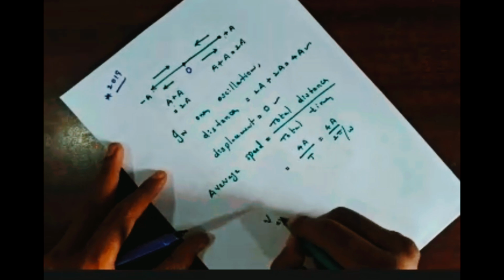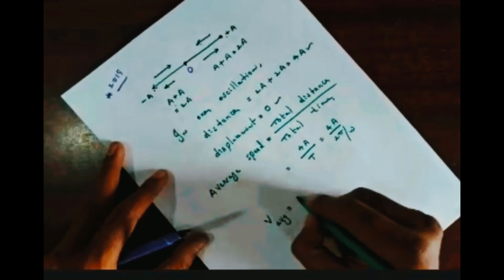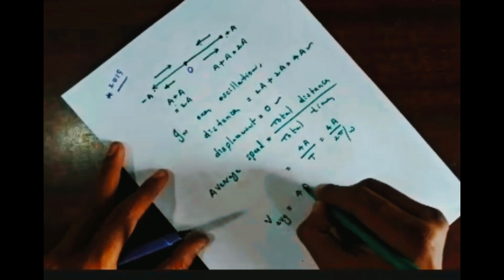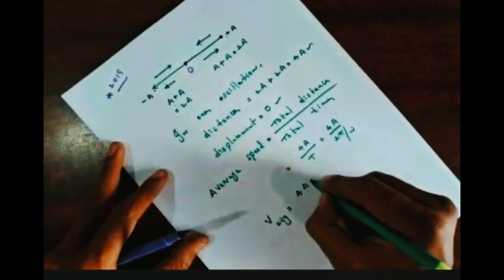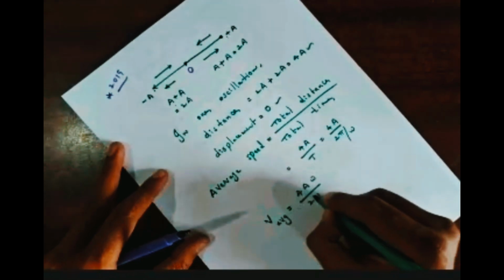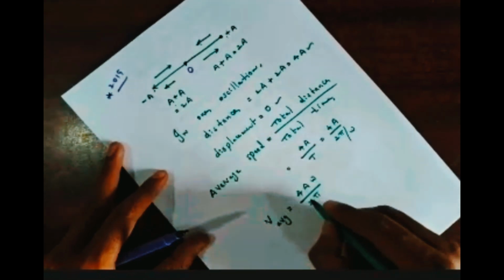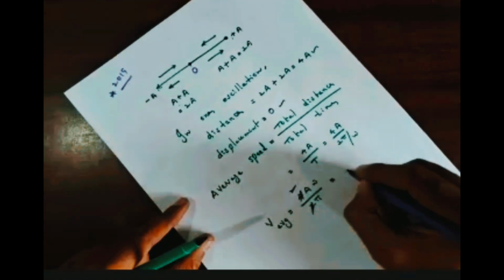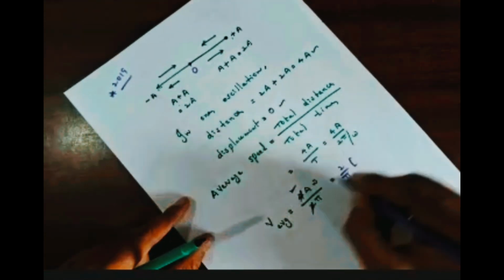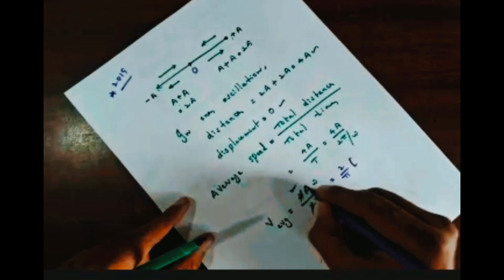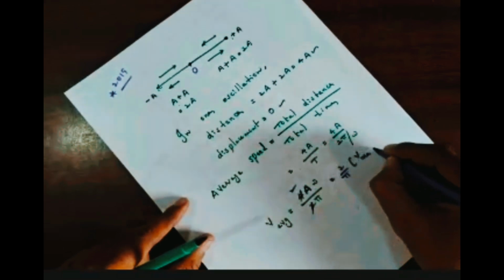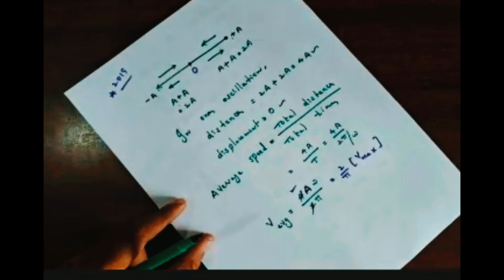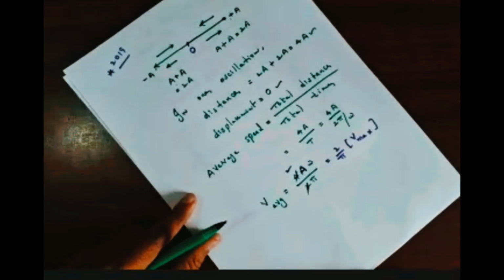Now average speed is equal to 4A, and this omega goes to the numerator, by 2 pi. Then 2 ones are 2, 2 twos are 4, so it is 2 by pi. This A omega I am taking as V max, the maximum speed or maximum velocity at the mean position. So it is 2 by pi into V max. That is the answer for the average speed.